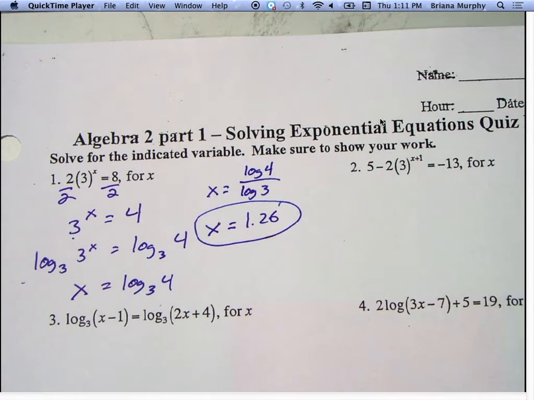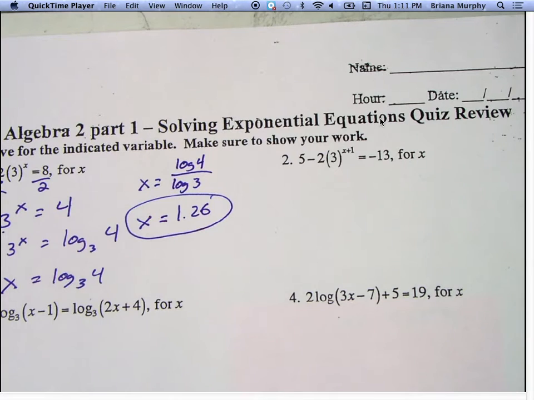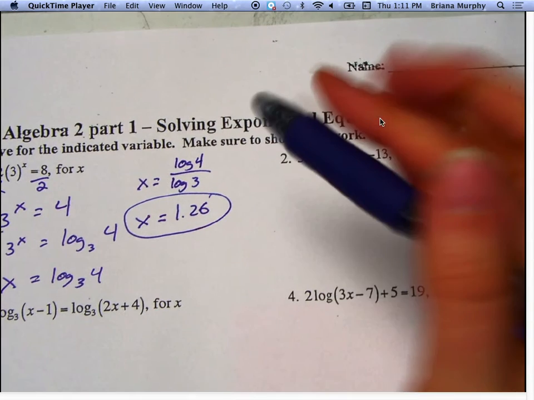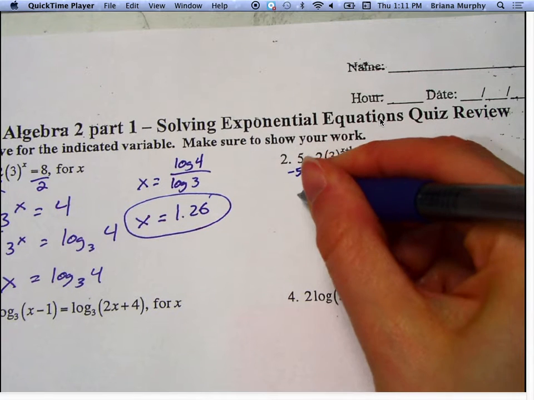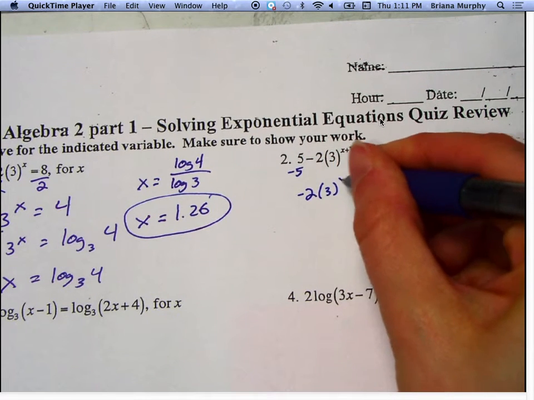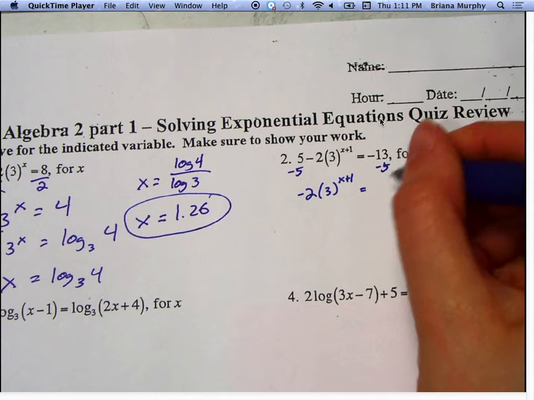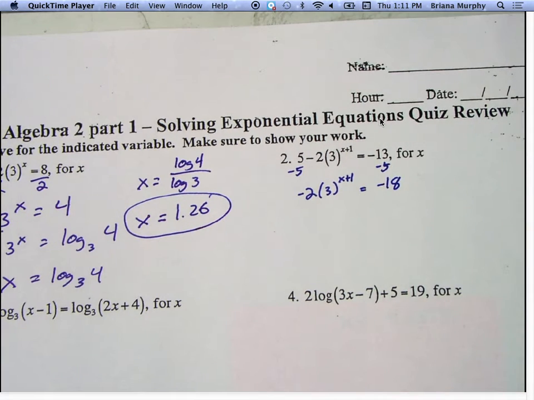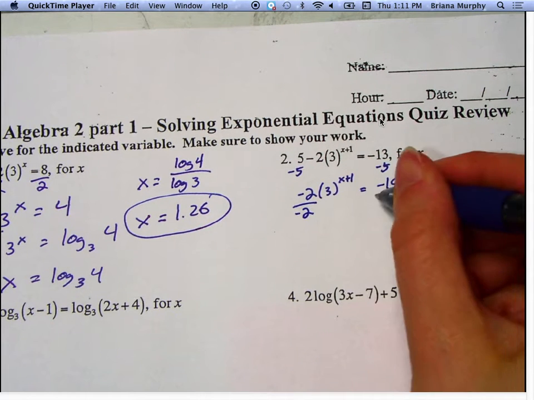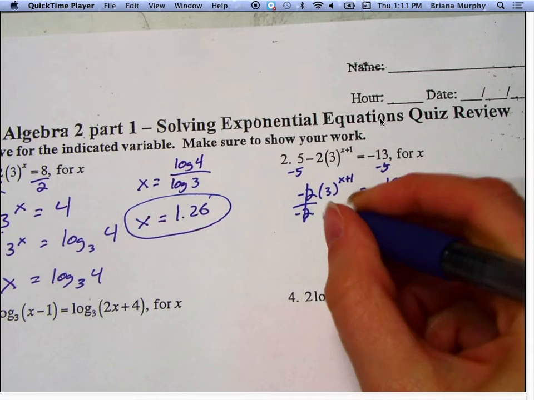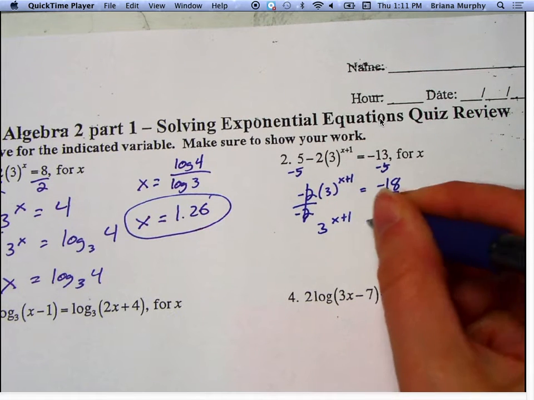Okay, so number 2 is just a few more extra steps, but the same basic thing, and the extra steps are basic Algebra 1 steps. The first thing I'm going to do is subtract 5 from both sides. And I get negative 2 times 3 to the x plus 1 equals negative 18. Now I'm going to divide both sides by negative 2, and I'm going to get 3 to the x plus 1 equals 9.